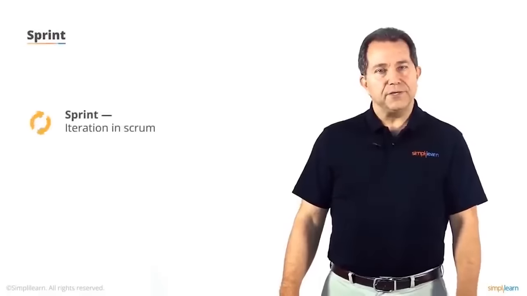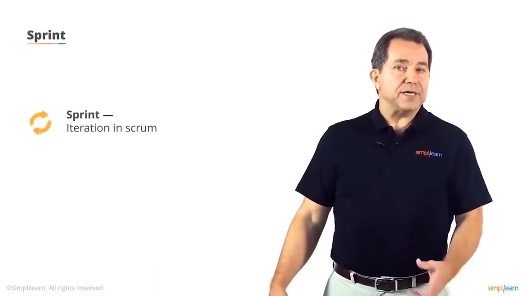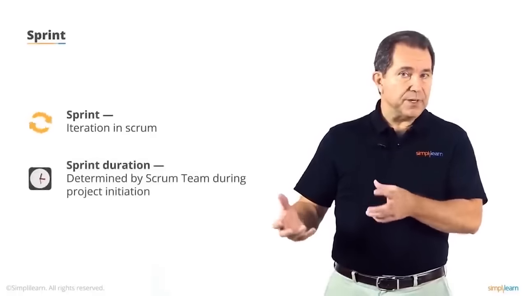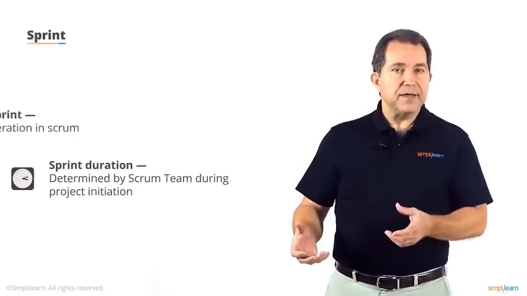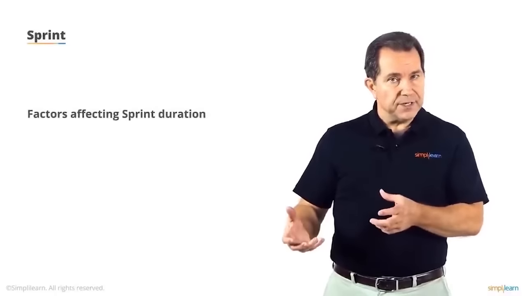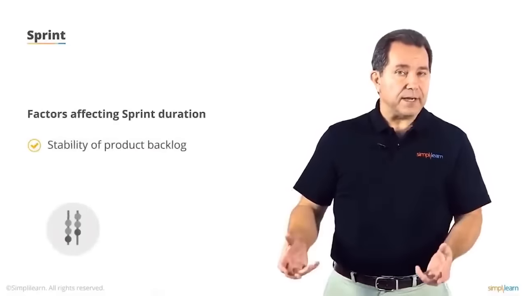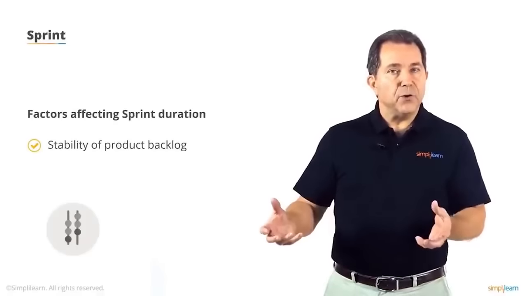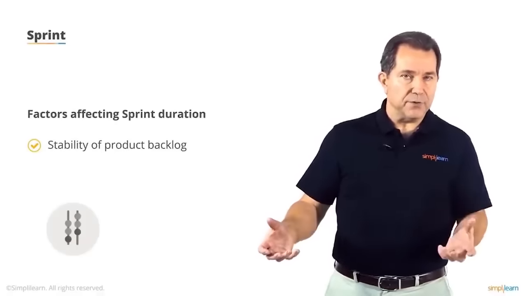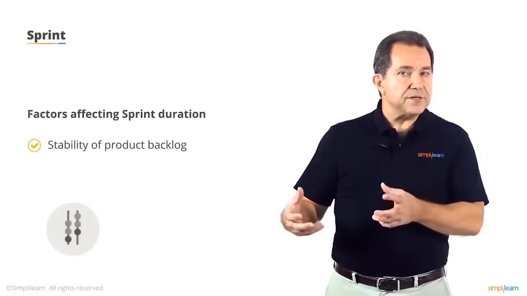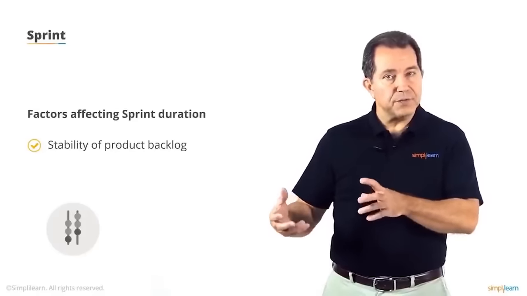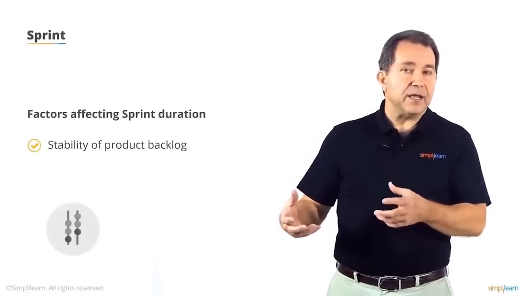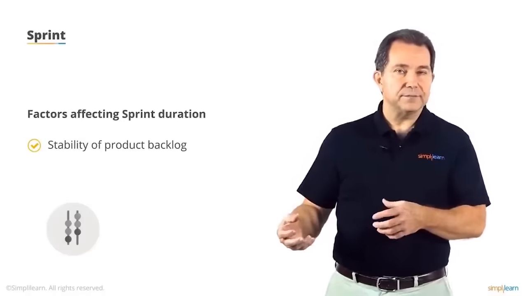A sprint is an iteration in Scrum. At the beginning of a project, the Scrum team determines the duration of sprints for the project. Most sprints are going to be 2 to 4 weeks in duration. Factors affecting sprint duration include the stability of the product backlog. Once a sprint has begun, the duration is never changed, nor are any user stories added or removed. Therefore, if many changes are expected, a shorter sprint duration would be best. However, if the product backlog is relatively stable, a longer sprint duration may be appropriate.